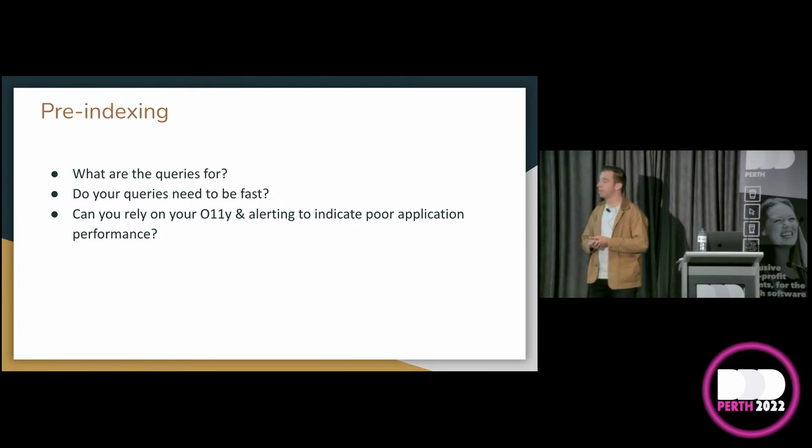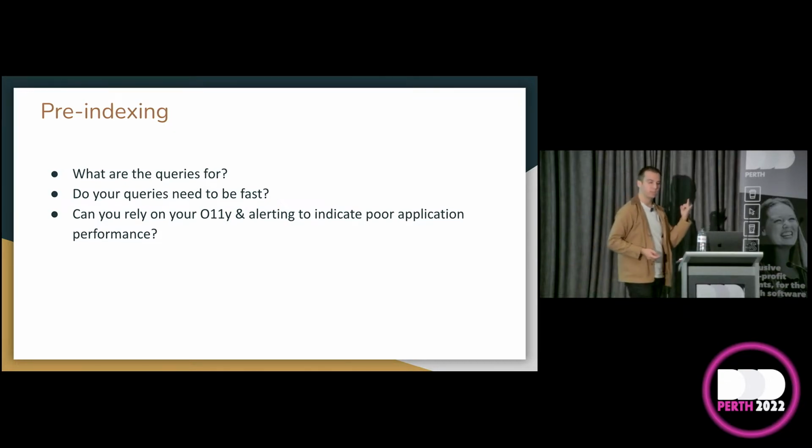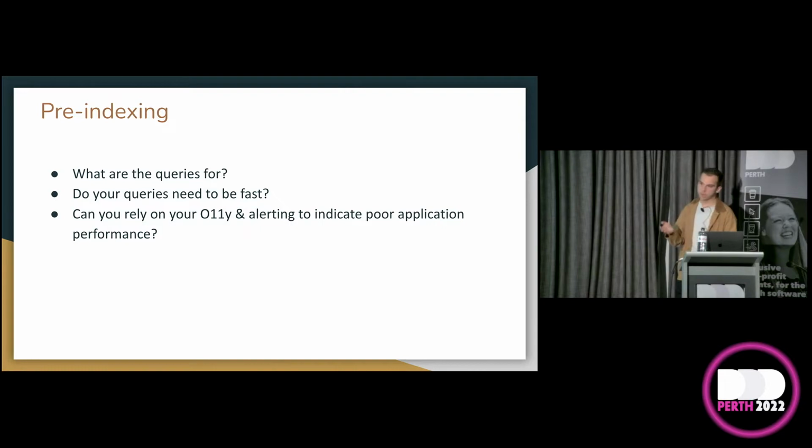Now, when it comes to the application, do you have observability and alerting on your application that can indicate poor performance? Do you have a way to deploy this feature to a small subset of customers first and see what's going on before making a call to deploy to everyone? If you have something like that, then you can hold off on pre-indexing. But again, it comes down to knowing your queries and how much data there is.